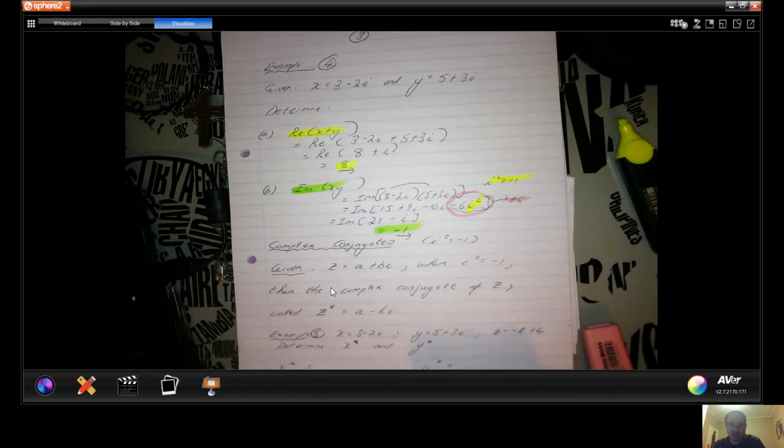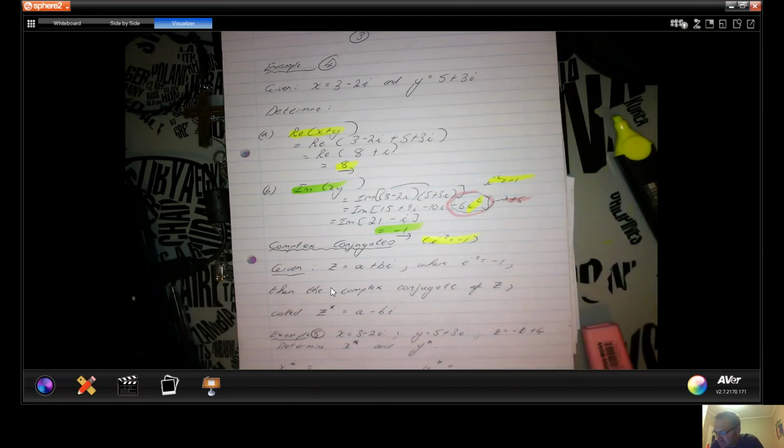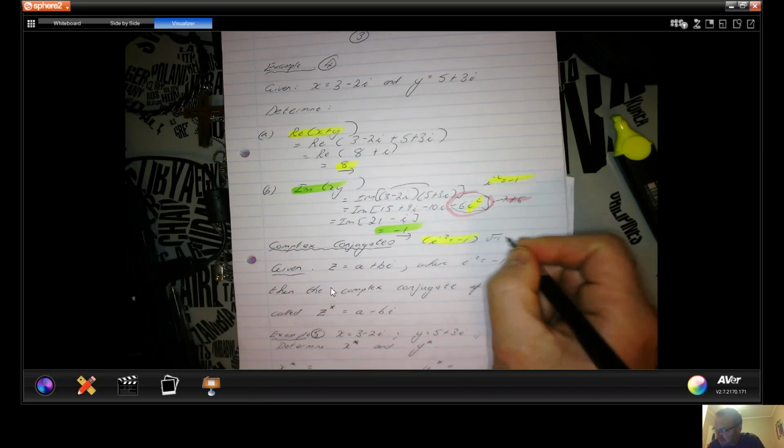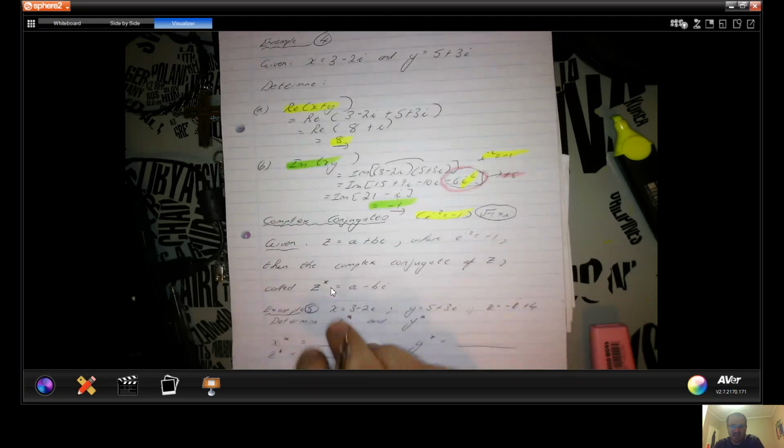Right. The next thing we're dealing with is complex conjugates. And again, don't forget your key idea: i squared is negative 1. In other words, the square root of negative 1 is equal to i. So i is not a random variable. It is an imaginary number. That's what they're actually saying here.